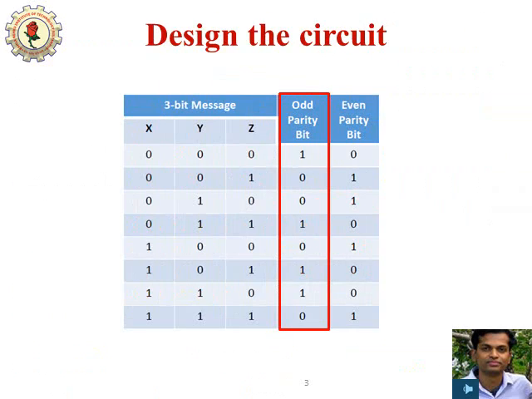Next slide. Now this is a simple circuit of a 3-bit message using odd parity. So first we discuss odd parity. If all 3 inputs are 0, the odd parity bit will be 1, and if one input is high, the output is 0, so the total number of ones is odd. So in odd parity the number of ones should be odd, and in even parity the number of ones should be even. Here I'll just discuss the odd parity.